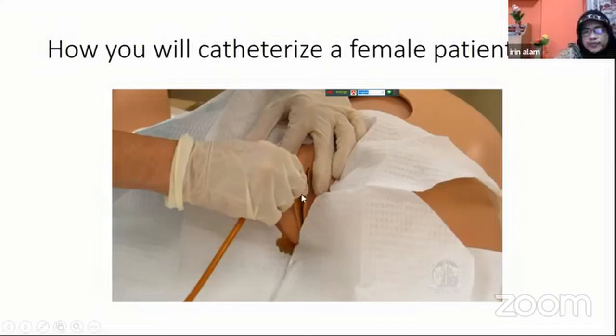And you have to part the labia minora. Then through the opening of the urethra, you have to put the Foley's catheter. This is a self-retaining Foley's catheter. That is how you catheterize a female patient. After inserting the catheter, you will inflate the balloon. You have to dilate the balloon with about 5 to 6 cc of distilled water. Then you have to reposition the patient and thank the patient.